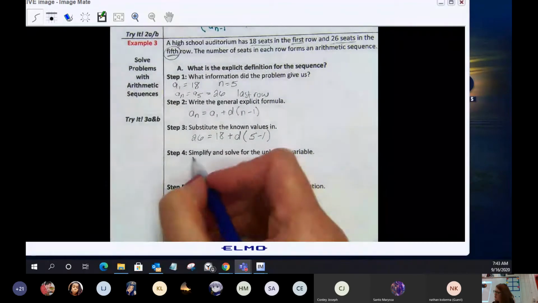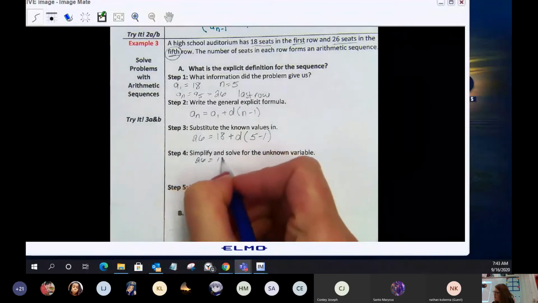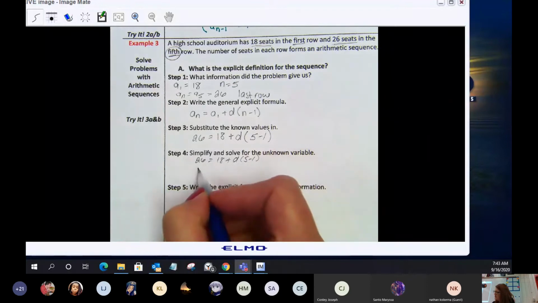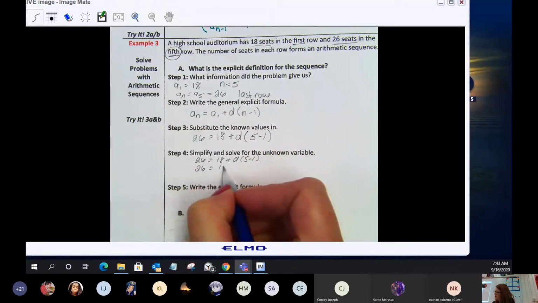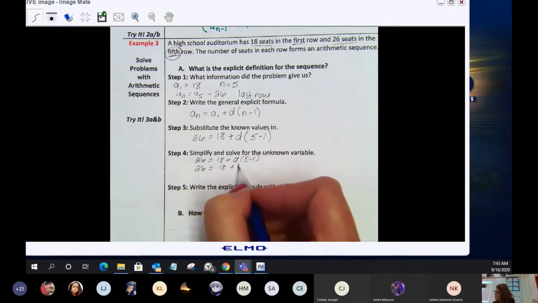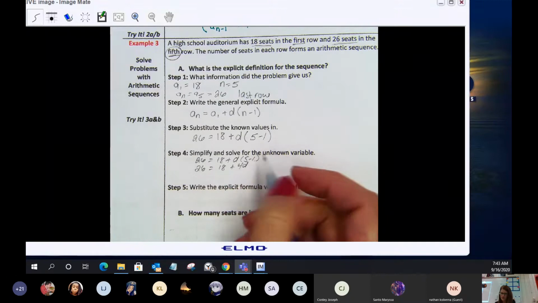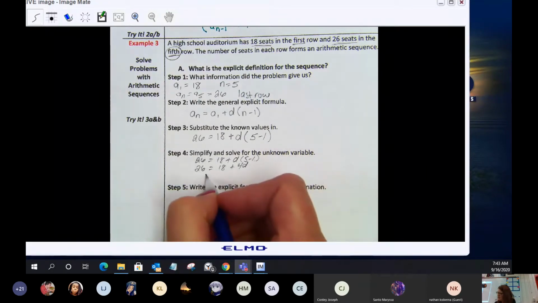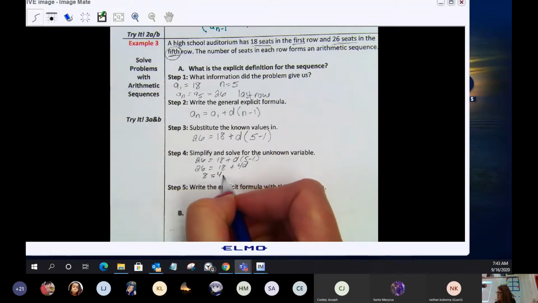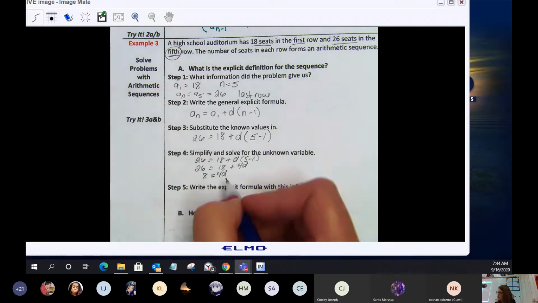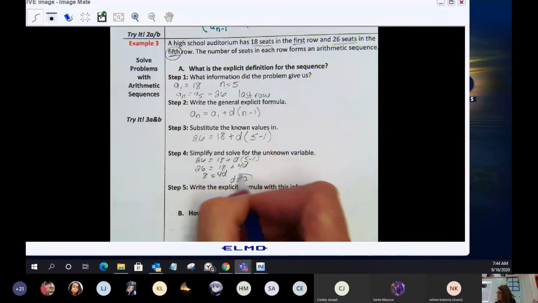I'm going to squish this in here. We had 26 equals 18 plus d times 5 minus 1. Well, 5 minus 1 is 4, so 26 equals 18 plus 4d. You're going to subtract that 18 from both sides, and you're going to get 8. I'm not going to show every little step. 8 equals 4d. We would divide out the 4. Well, 8 divided by 4 is 2. So that means my d equals 2.